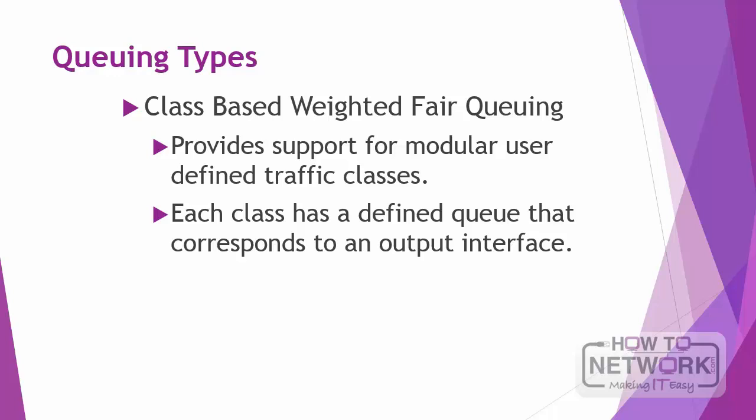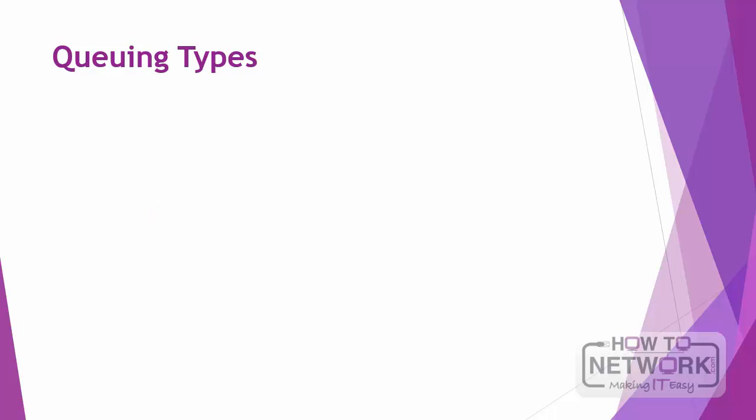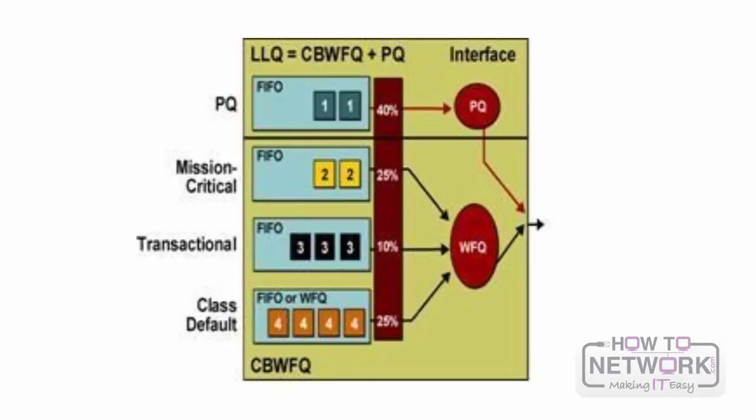As you see in the picture here, certain classes receive higher priority than other classes. As you see in the diagram here, certain classes receive more bandwidth than other classes. And also, as you see here, this is a form of class-based weighted fair queuing, but actually this is called low latency queuing because it has a priority queue. And that's the big difference.